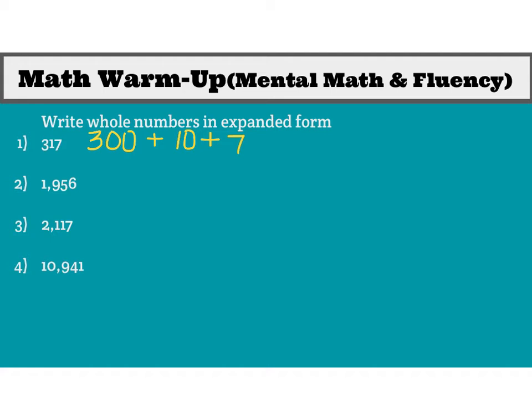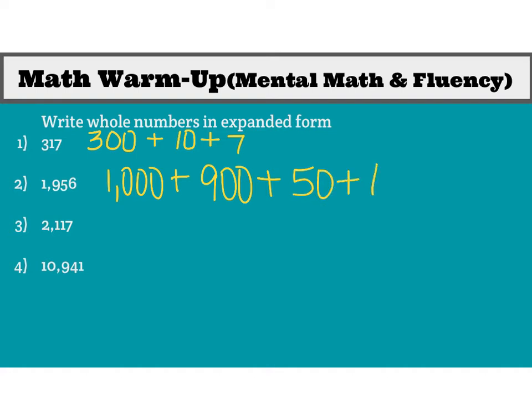So number 1, we could write 300 plus 10 plus 7 in expanded form. Let's take a look at number 2. Our number was 1,956, so we could write 1,000 plus 900 plus 50 plus 6.